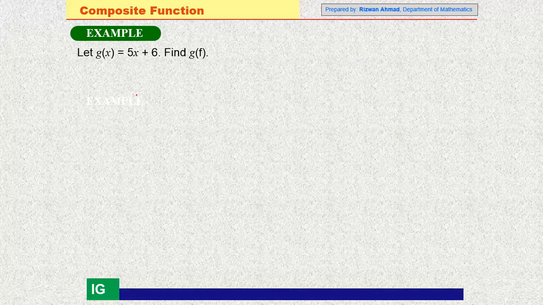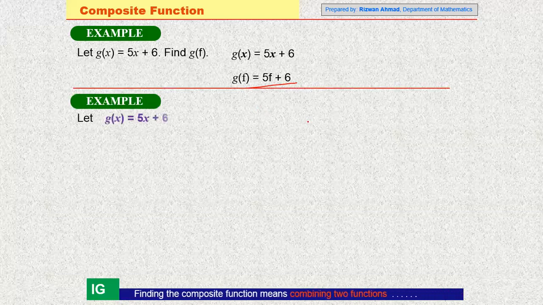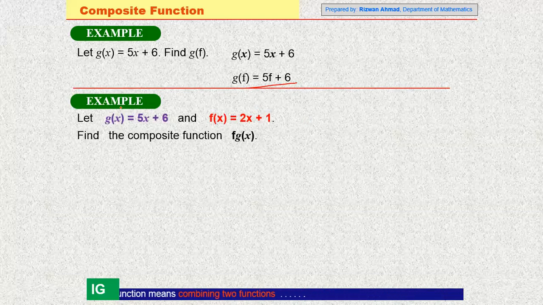So this is, if you see, not a composite function example, because g of x is 5x plus 6 and we are to find g of f, which means f is not a function, it's a letter f. So we simply replace x with f, so g of f will be 5f plus 6. Now we will do an example of the composite function.